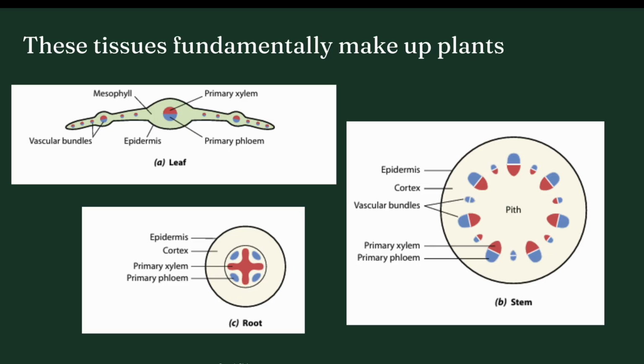So these three tissues fundamentally make up plants. The leaf, the root, and the stem are all comprised of the vascular tissue running along the middle, the dermal tissue on the exterior of the thing, and the ground tissue comprising everything in between. So we'll see these three fundamental tissues during plant development and growth a lot.